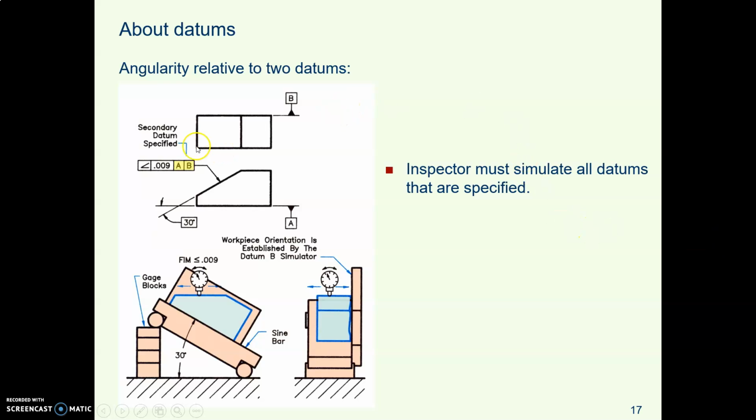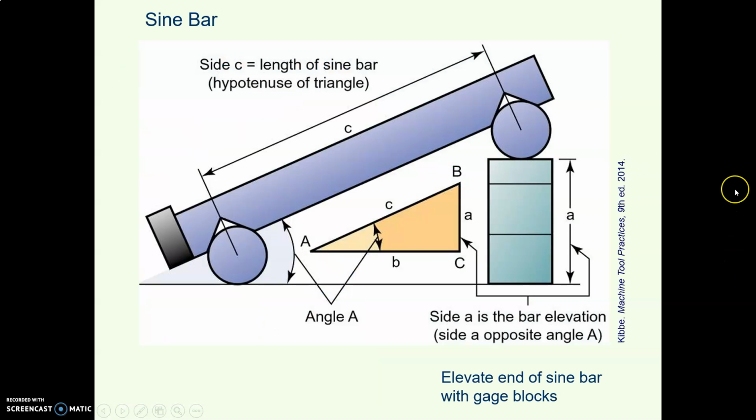Here's what happens if you give them two datums: A on the bottom surface, and then datum B is that back surface. Now your inspector is allowed to put surface A on the sine bar and rest surface B against some other precision square thing. So it's much more precise.